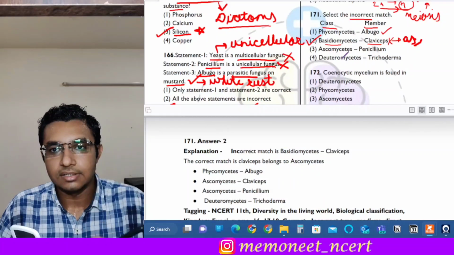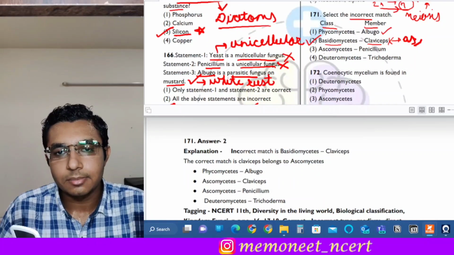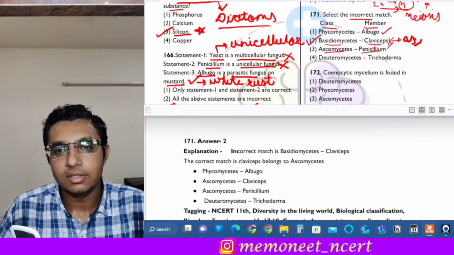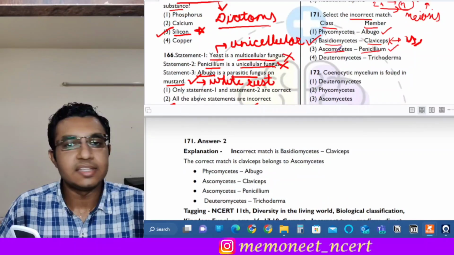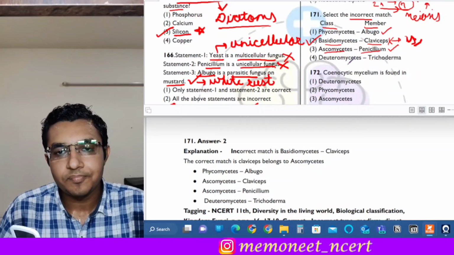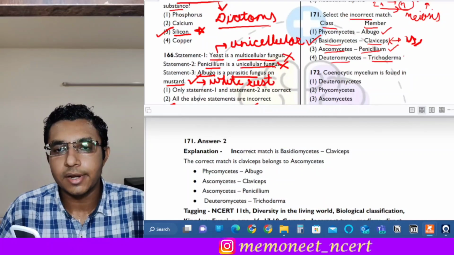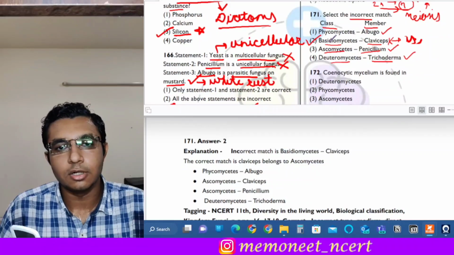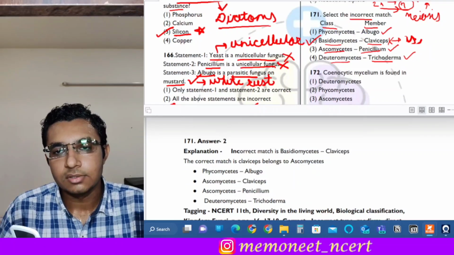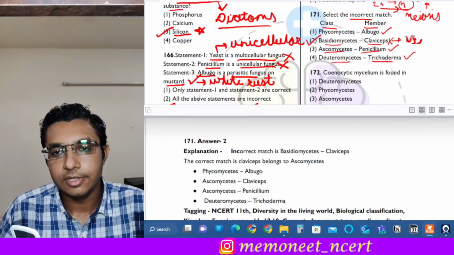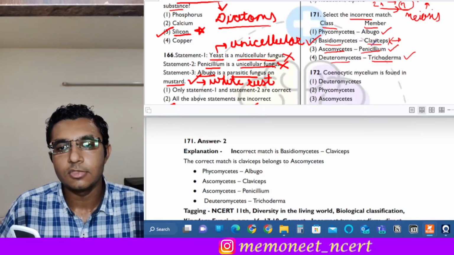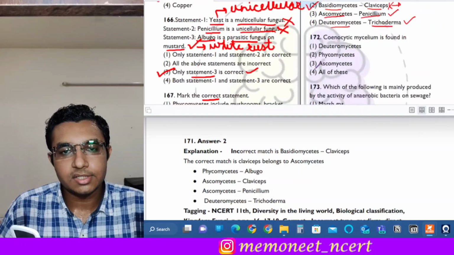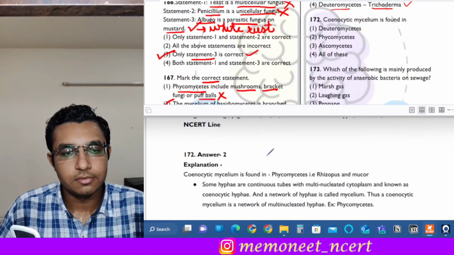Let us see the other two also. The third is Ascomycetes penicillium. This is also correct, because penicillium belongs to Ascomycetes. And fourth is Deuteromycetes trichoderma. This is also correct because trichoderma belongs to Deuteromycetes. So as we saw, claviceps does not belong to Basidiomycetes, it belongs to Ascomycetes. So the correct answer to this question will be option 2. Moving on to the next question, that is question number 172.